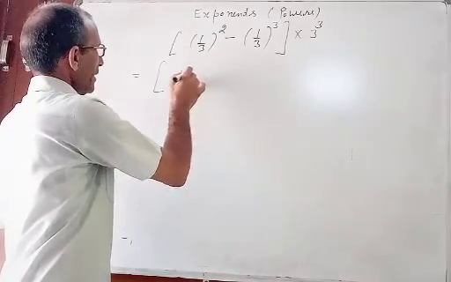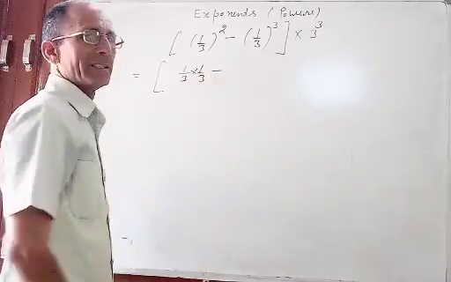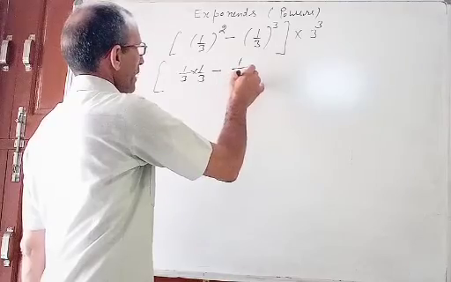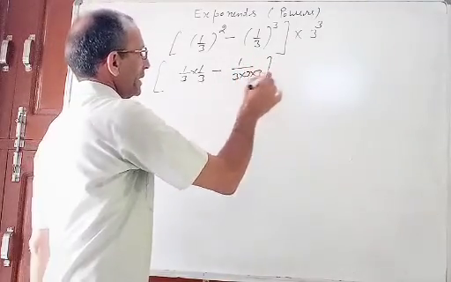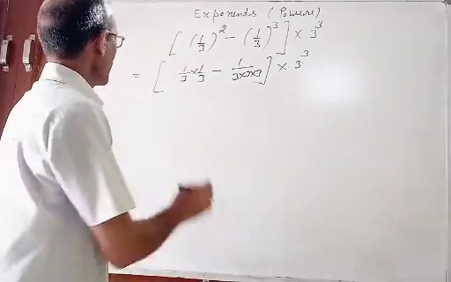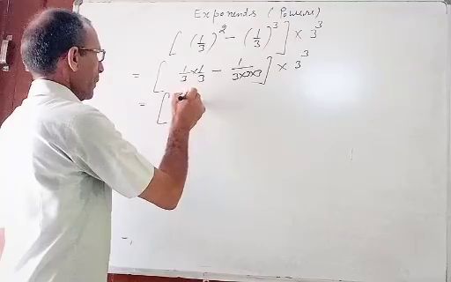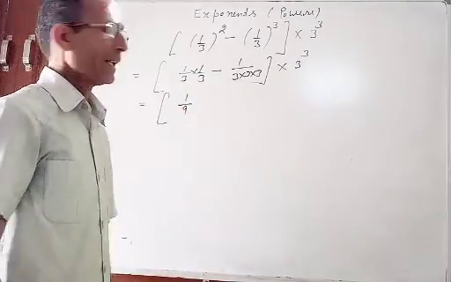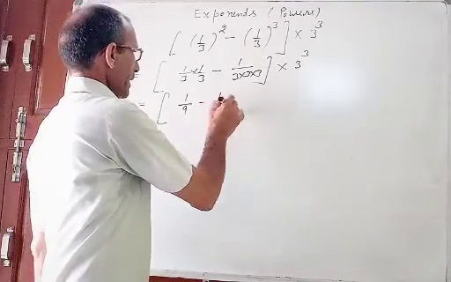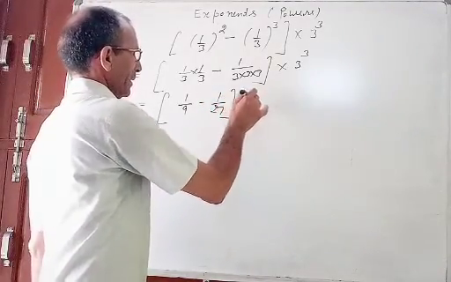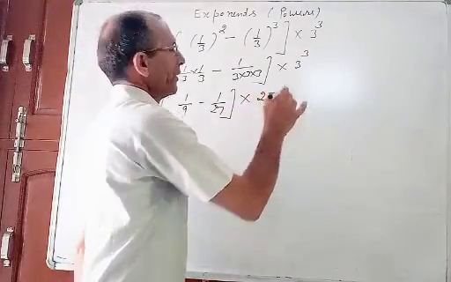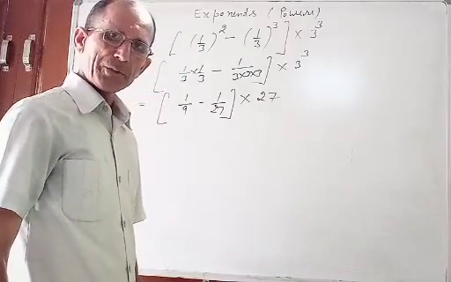So 1 by 3, 1 by 3. 3 3s are 9, 3 9s are 27. So 1 by 3, 1 by 3, 1 by 3, raised to the power 3. That gives 1 by 9, and 3 3s are 9, 3 9s are 27, so 1 by 27. Any doubt, any confusion?